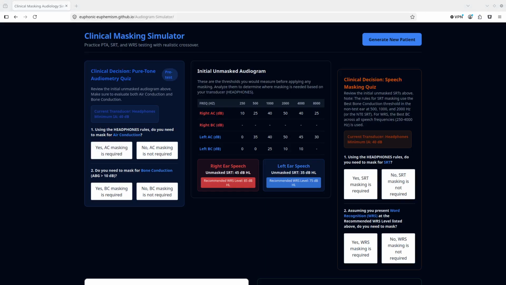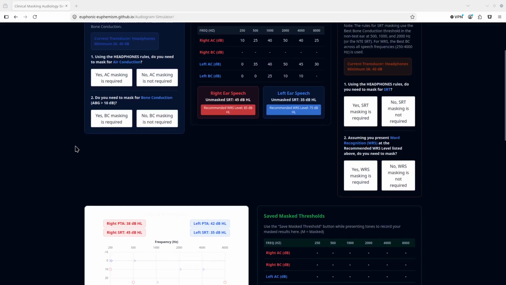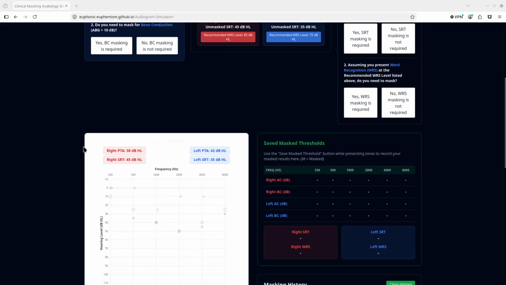Okay, I should have the quirks ironed out now. So here's our next patient using headphones with minimum interaural attenuation of 40 dB. We need to see if we need to do air conduction masking on this here. So we can take a look at the audiogram. At 250 hertz, it doesn't appear we need air conduction masking. At 500 hertz, it appears we might. Let's take a closer look.